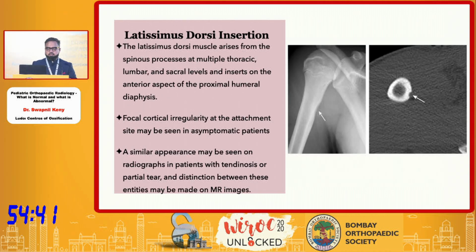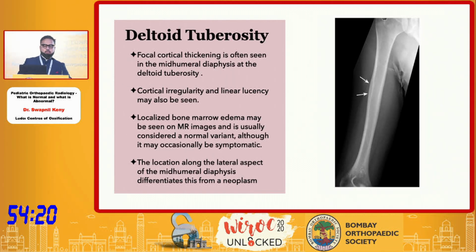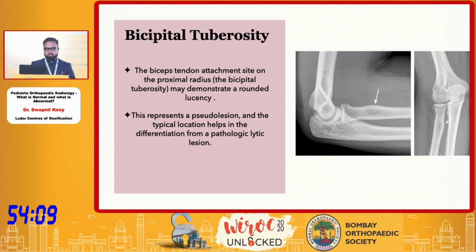The insertion of the latissimus dorsi sometimes appears as a focal cortical irregularity at the site of attachment in asymptomatic patients. Many times the MRI can also show an increased uptake or some sort of marrow change, but that is normal if there is no clinical symptom. Deltoid tuberosity thickening at times can be mistaken for some sort of growth or a benign tumor, and one needs to know this anatomical landmark when looking at the X-rays.